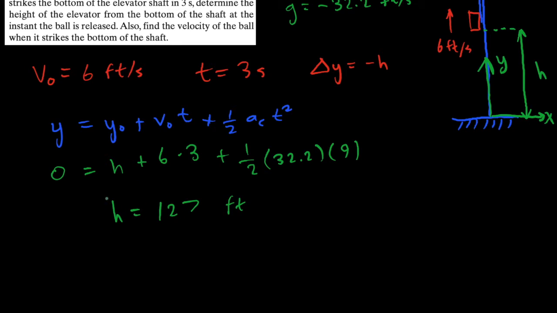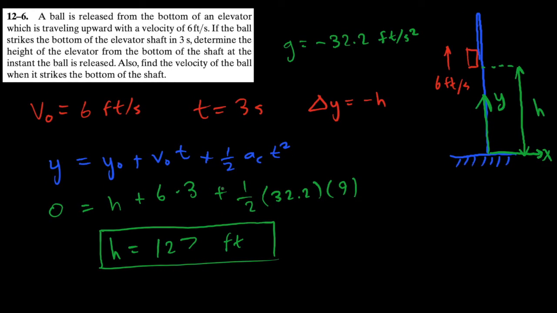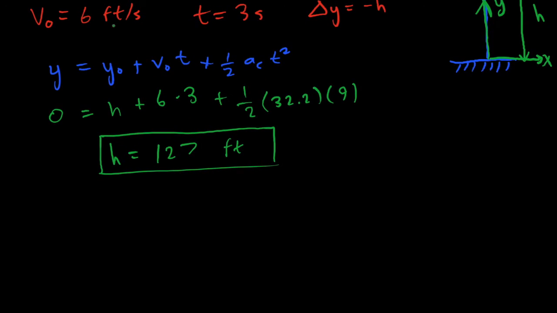This is a pretty simple algebraic equation, so I don't feel the need to do the algebra here. It would just make the video much longer than it needs to be. All right, now that we've got that, we move on to the second part of the question, which says, find the velocity of the ball when it strikes the bottom of the shaft. In this case, we can use another very simple kinematics equation that applies in the case of constant acceleration: velocity at the point of interest is equivalent to initial velocity plus constant acceleration times t.